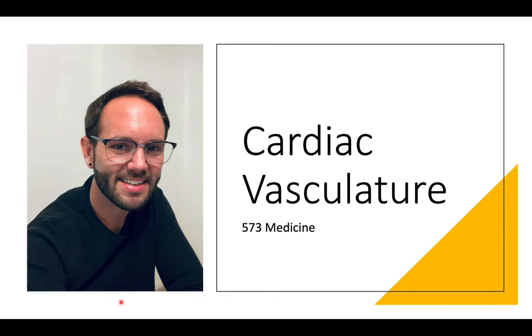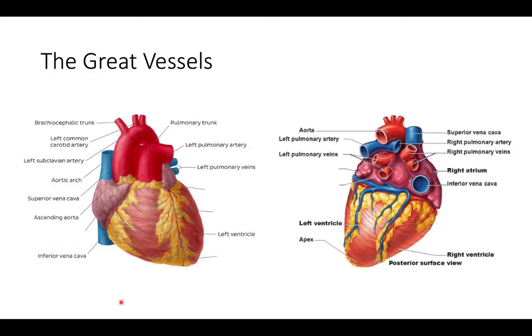Today we're going to be talking about the cardiac vasculature, including the coronary circulation and the great vessels. Digging into it, the great vessels are all of the vessels that attach the heart to the systemic and pulmonary circuits. The right atrium receives deoxygenated blood from the system via the superior and inferior vena cavae.